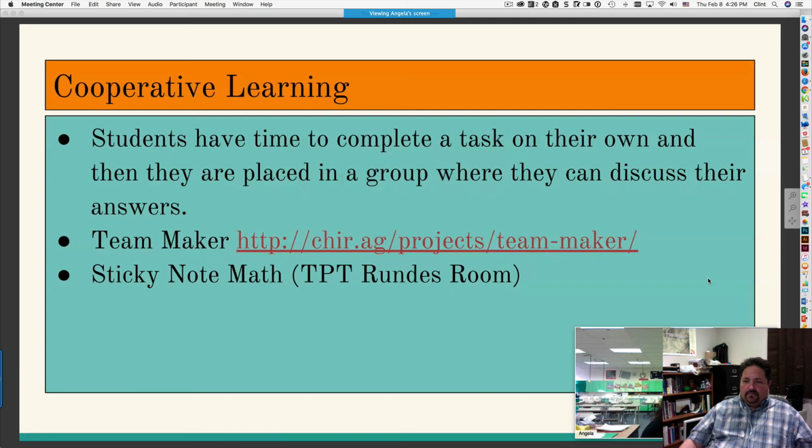And then they'll come up with what they think their group's best answer is, and they write that in the center of the paper. So that's cooperative learning.